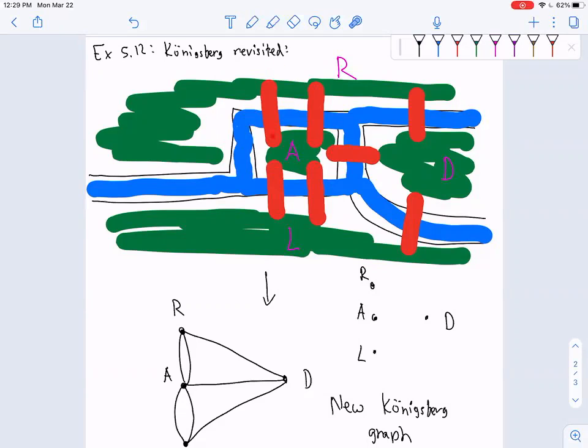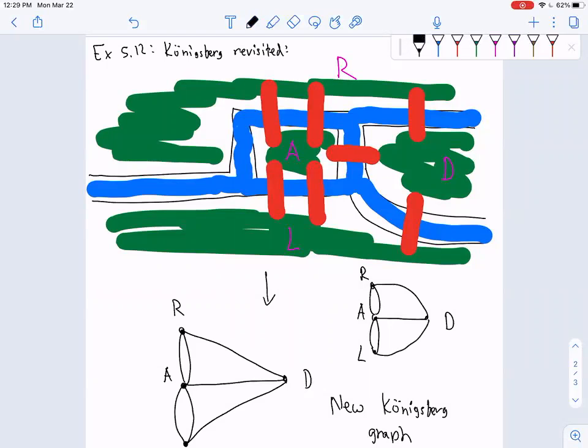But there are bridges from R to A, there are two of them. And so I just draw that here. And then there are two bridges from A to L, so I just draw that here. There's a bridge from A to D. We draw that as an edge. There's an edge from R to D. And there's an edge from L to D because there's a bridge here.